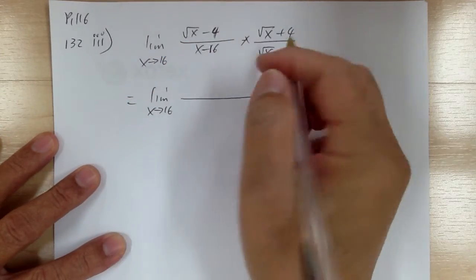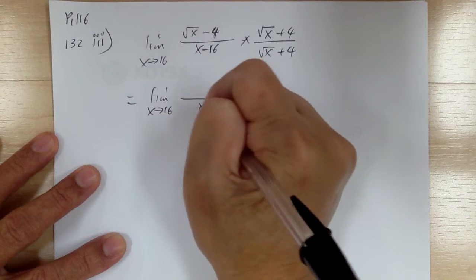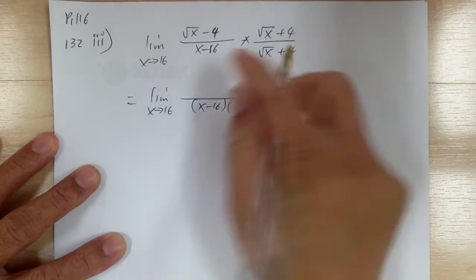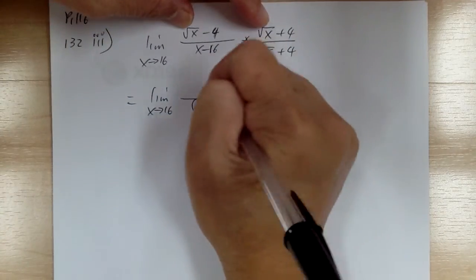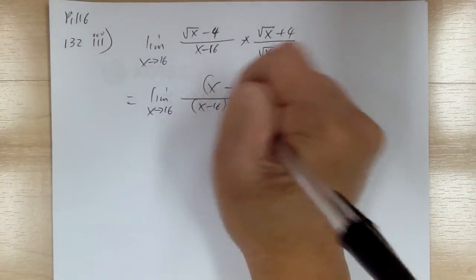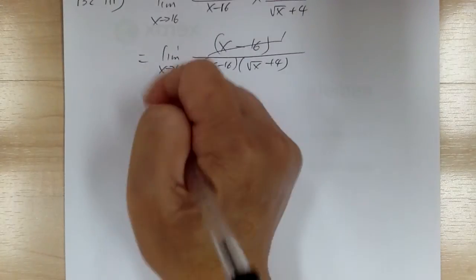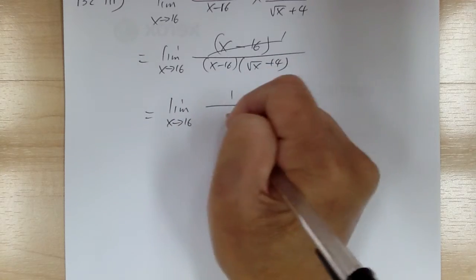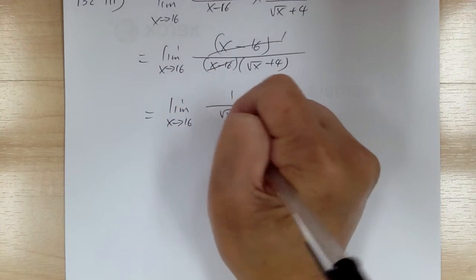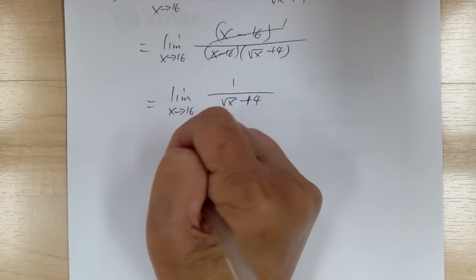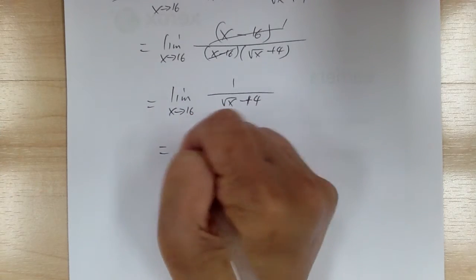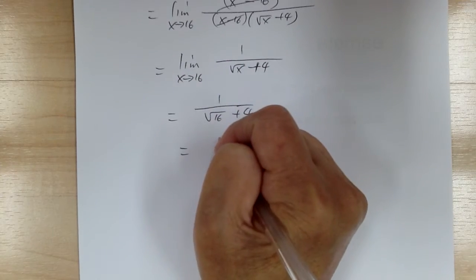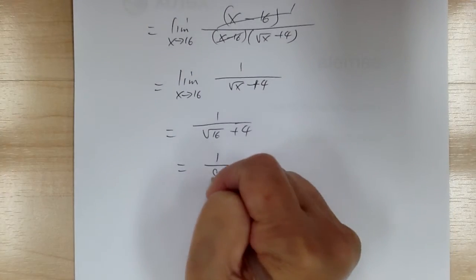So again, on the bottom, do not multiply out the bottom. You just keep it in the parentheses. So over here, you multiply, so this would be x minus 16. And again, this will cancel out. So this becomes the limit of 1 over the square root of x plus 4. So now you can substitute. So this will equal 1 over the square root of 16 plus 4. So this is equal to 1 over 8.